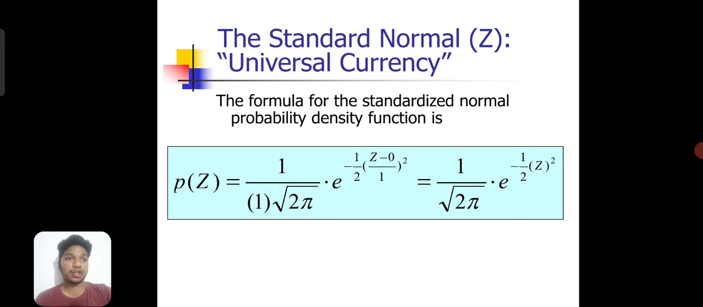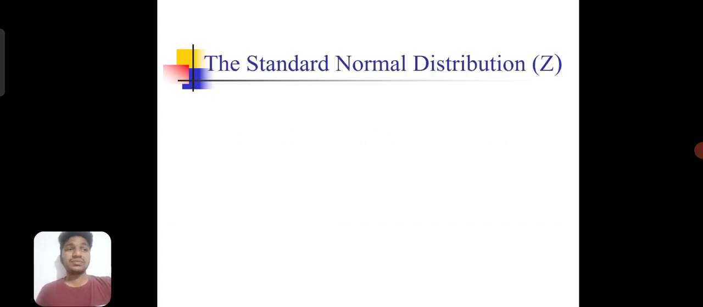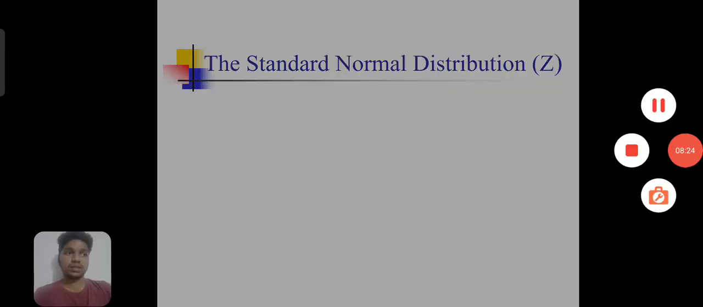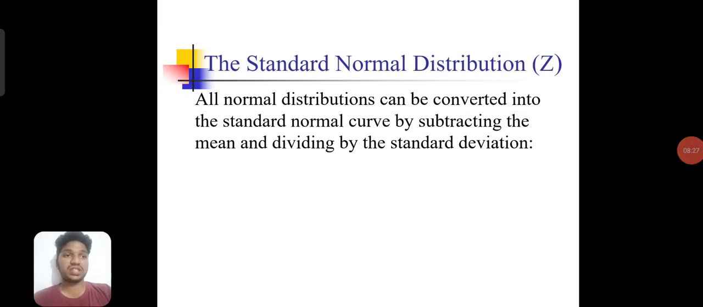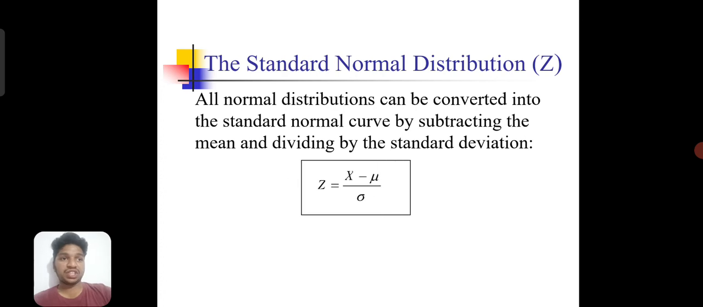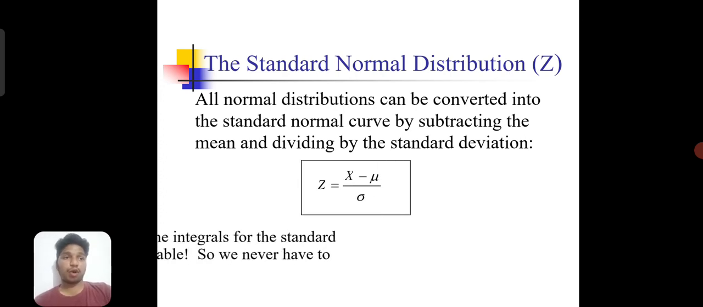The formula for the standard normal probability density function is p(z) = 1 by root 2 pi times e to the power of minus 1/2 ((z minus 0) by 1) whole squared, which equals 1 by root 2 pi times e to the power of minus 1/2 z squared. All normal distributions can be converted into the standard normal curve by subtracting the mean and dividing by the standard deviation. Z equals (x minus mu) by sigma.